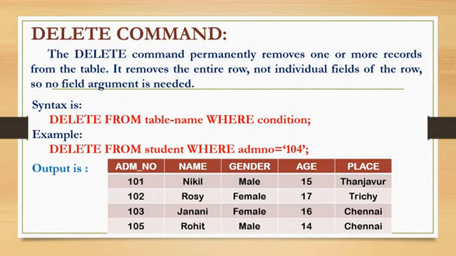The example is delete from student where admission number equal to 104. The output is from the student table. See the table here. There is no 104 record because we have deleted it. Wait, I will show it in SQL command. First, I am going to create a table with constraints. In the previous session, we discussed constraints. Once again, I will recall that and then show how to create a condition and delete a row.